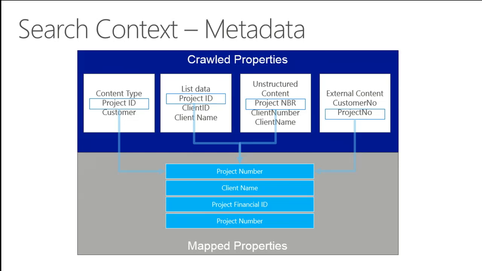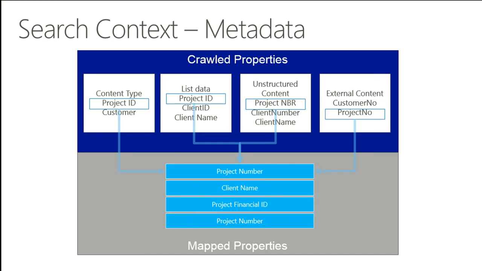Instead of that, you just create one managed property called project number, and you map this to project ID, project number, and whatever you want to map. With this, your users will get only one property on search called project number, but behind the scenes, this property gets the value from a lot of crawled properties, right? And this one is a very simple example.